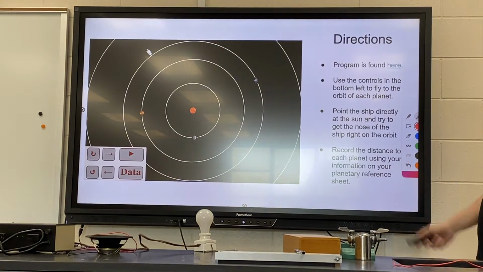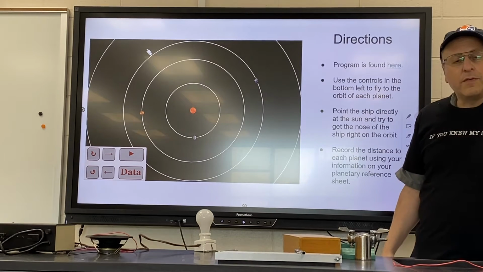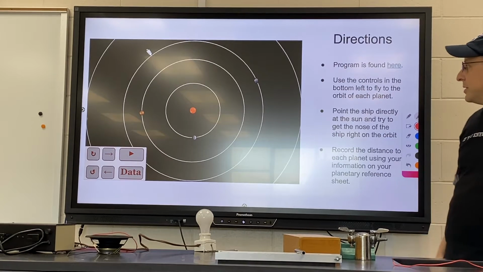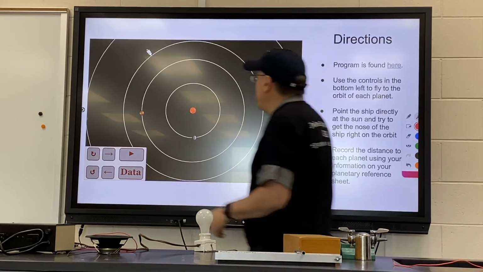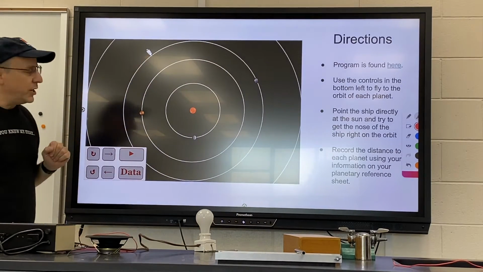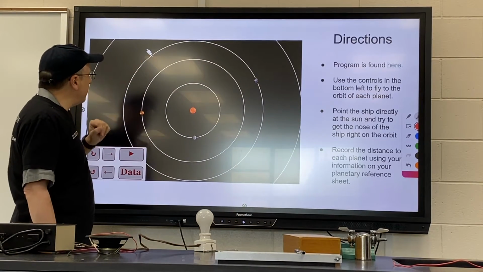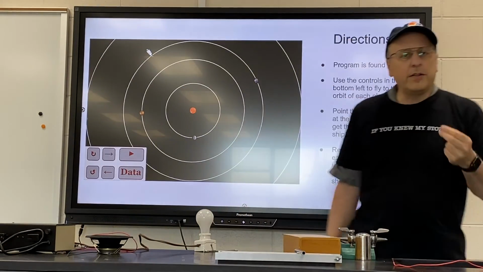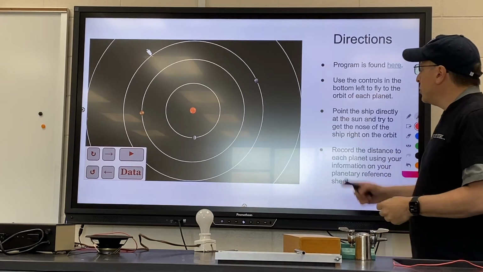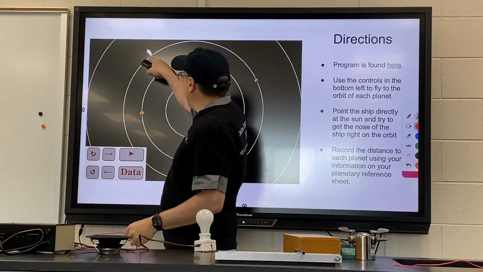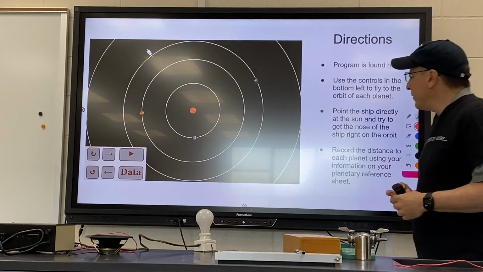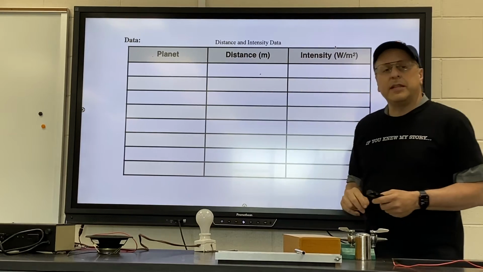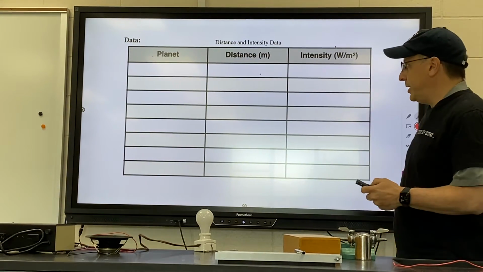Okay, and what you're going to do is you're going to have a little imaginary spaceship that you're going to fly around the solar system. The inner solar system and then the outer solar system. And what you're going to do is you're going to try and park your spaceship so that the nose of the ship is right at the orbit of the different planets, because we know how far those planets are from the sun. So for instance, right now we're parked right at the orbit of the Earth. So when you're filling in the distance for that one, you would put planet Earth and you'd put the distance off of your planetary reference sheet.